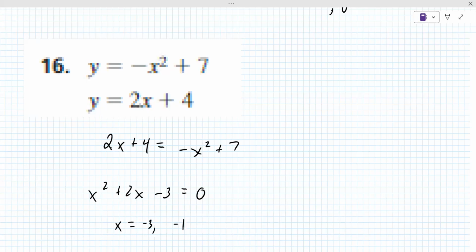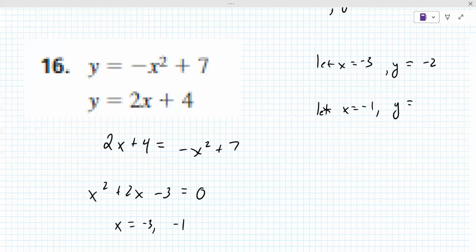So you have to do it for both. You have to say, okay, let x equal negative 3, and then you figure out the y value. You can use either equation. I'd probably use the second one here, which ends up being negative 2. And then same thing, you let x equal 1. Oh, because this is one where there are two solutions. Yes. Two solutions.